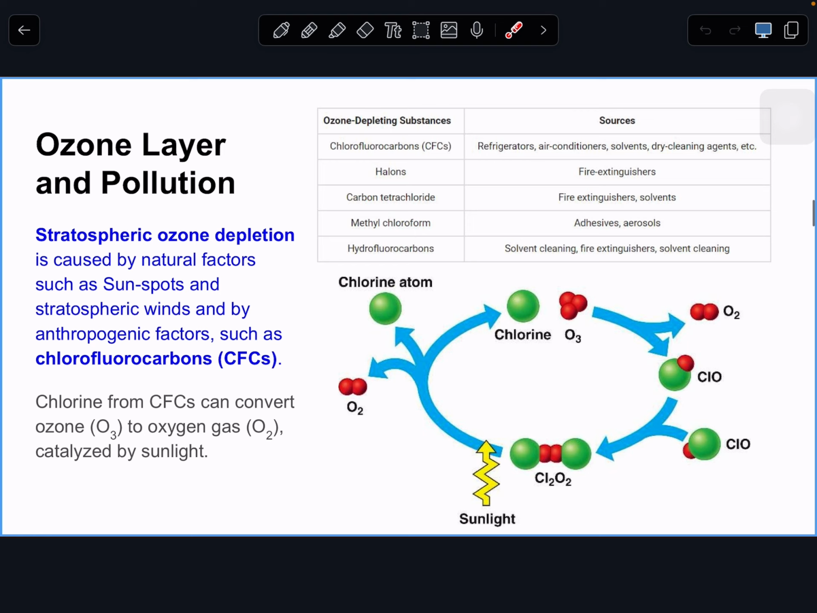Stratospheric ozone depletion is caused by natural factors such as sunspots and stratospheric winds, and by anthropogenic factors. Somebody remind me, what does the word anthropogenic mean again? Human caused. Human caused things such as CFCs. CFC, chlorofluorocarbon, is the main culprit, because even though sunspots happen and there's wind, those things are not as damaging to the ozone layer as CFCs are.